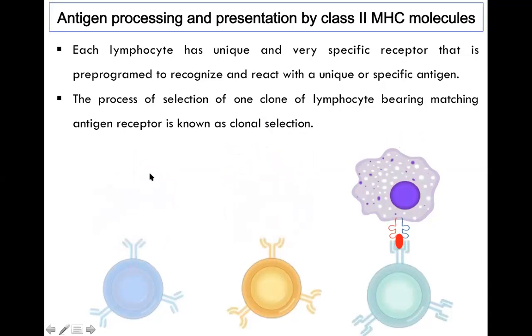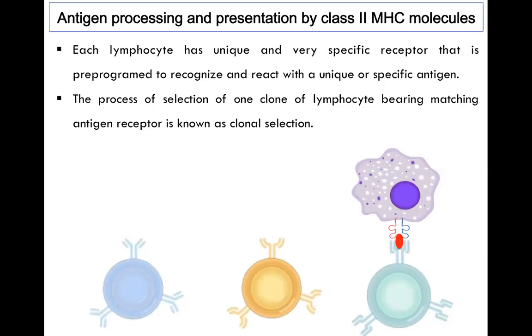It means a molecule comes, and if it is not selected by this one, that is not a clonal selection; but here it got selected. Once it fits a particular T cell, that clone of T cell is selected for further action, and this process is known as clonal selection of T cells. If someone asks what is meant by the term clonal selection: the process of selection of one clone of lymphocyte bearing a matching antigen receptor is known as clonal selection.